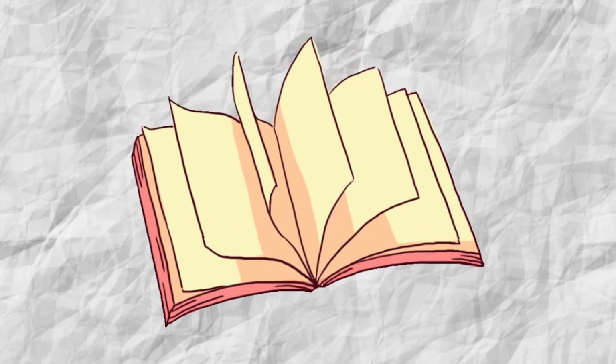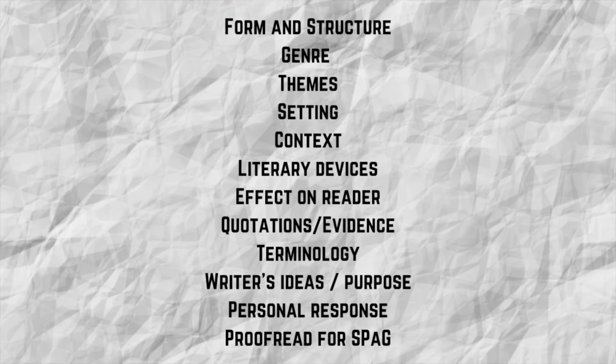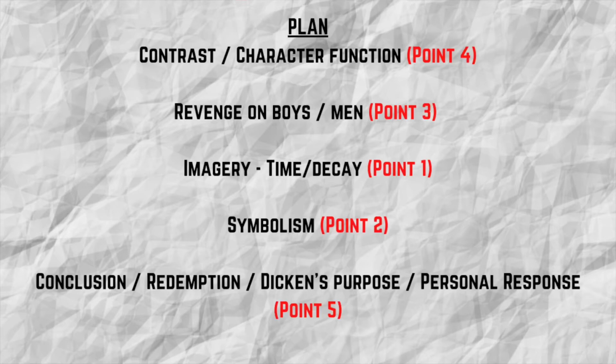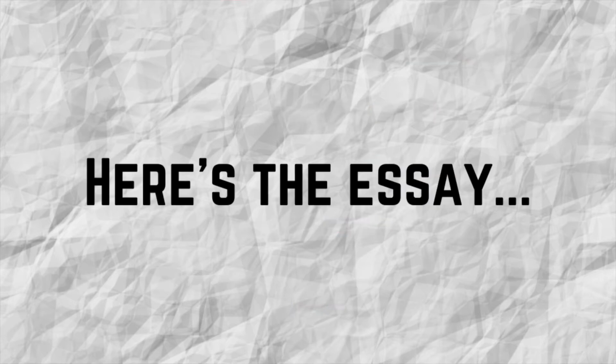The prompts would include form and structure, genre, themes, setting, context, literary devices, effect on the reader, quotations or evidence, terminology, writer's ideas and purpose, personal response, and then a reminder to proofread for spellings, punctuation and grammar. Next, I'd plot out the key moments in the novel that answer the question, and I would synthesize these ideas into a sequence plan. So here is the essay.